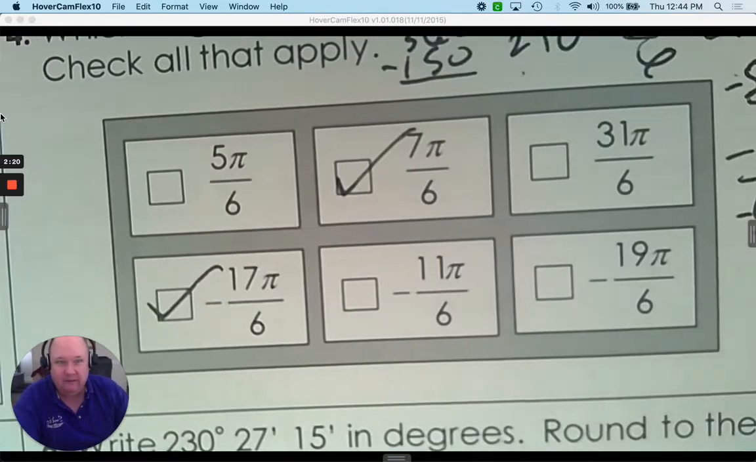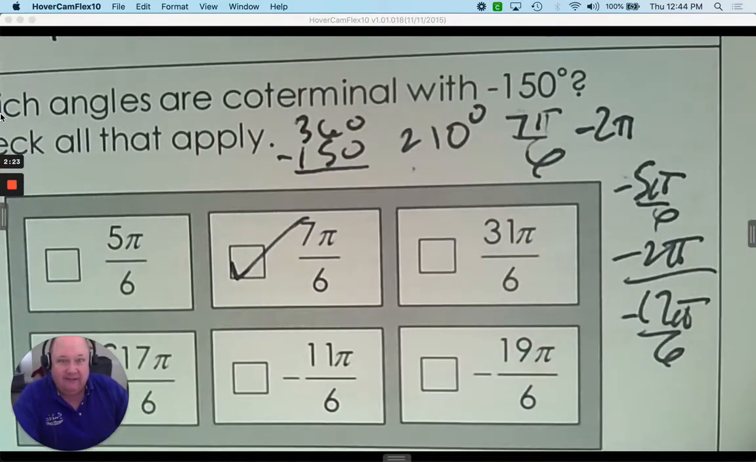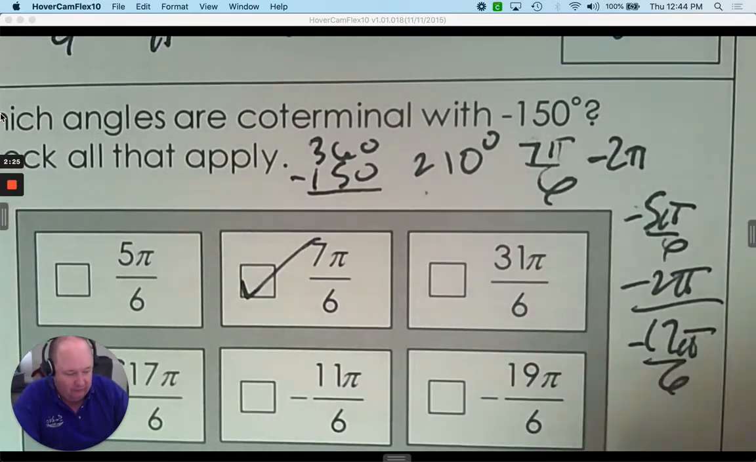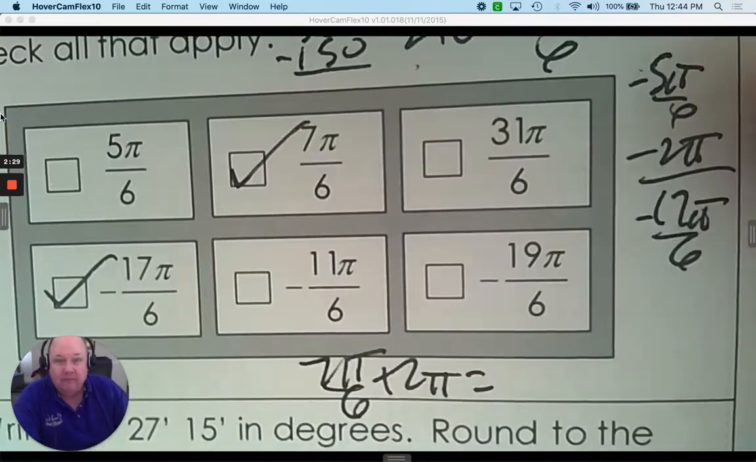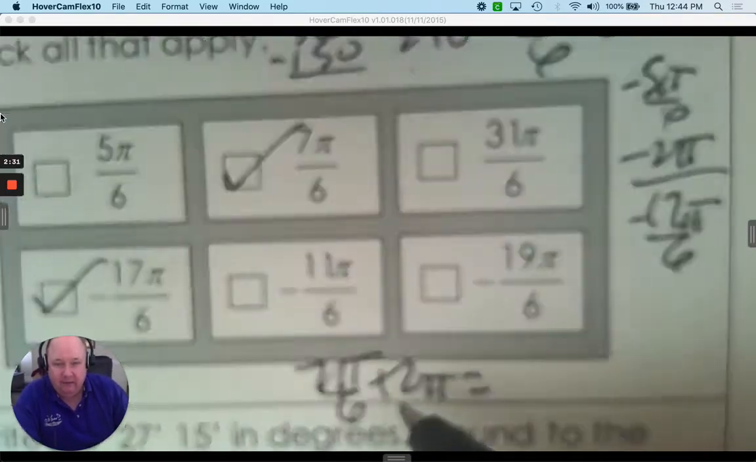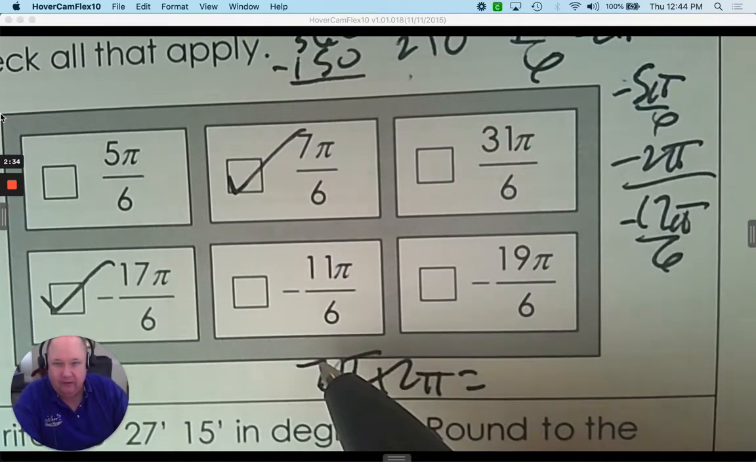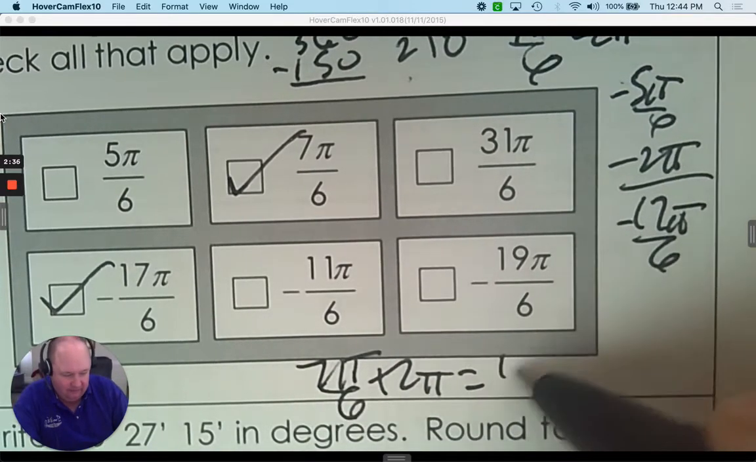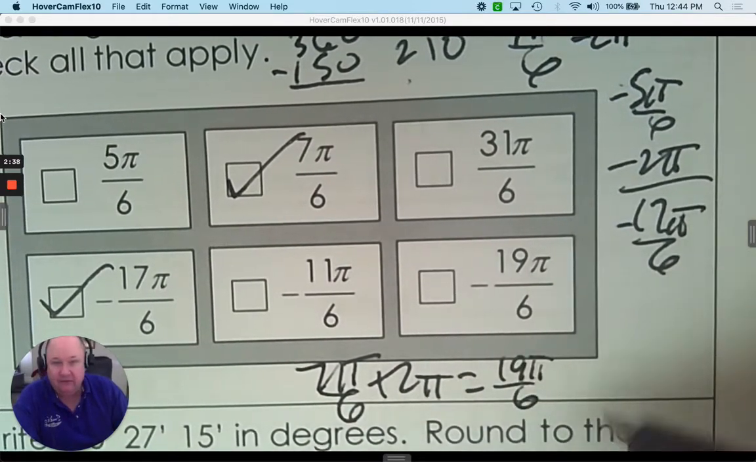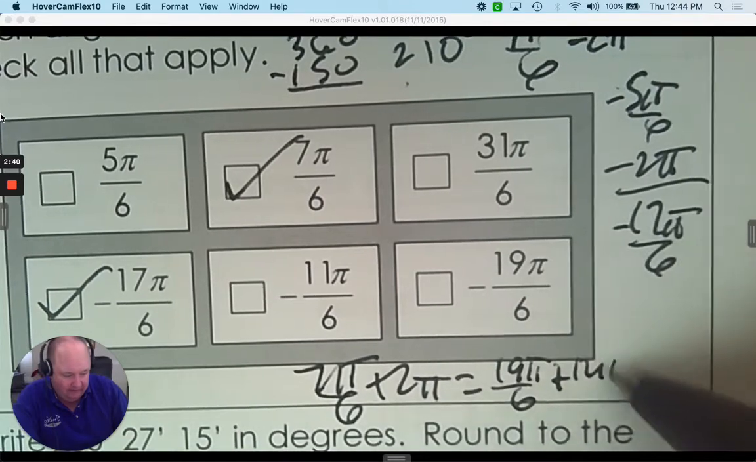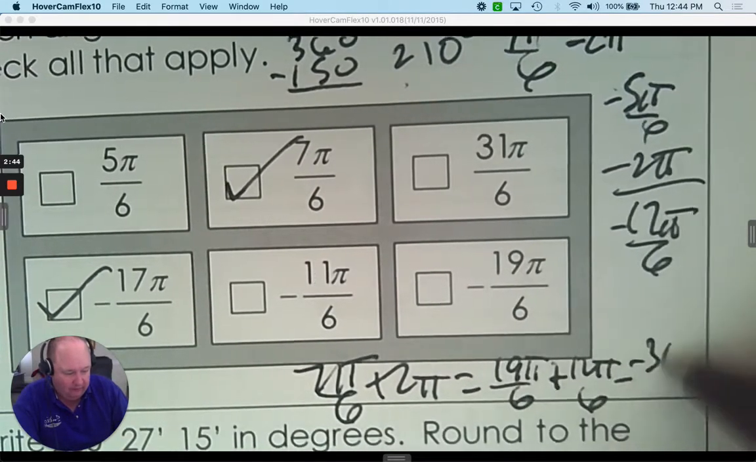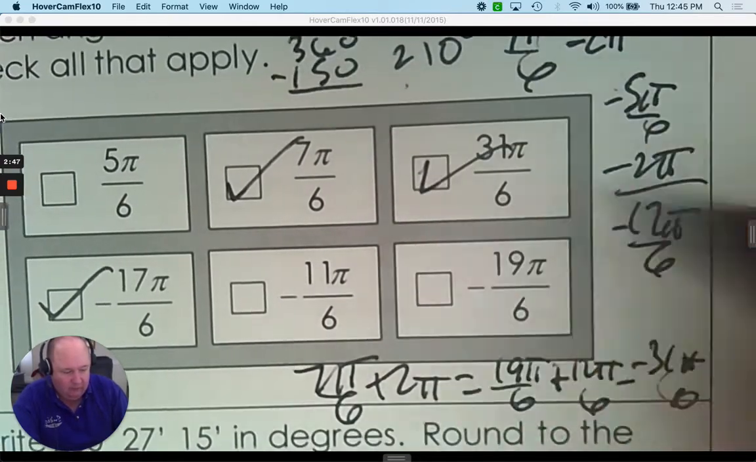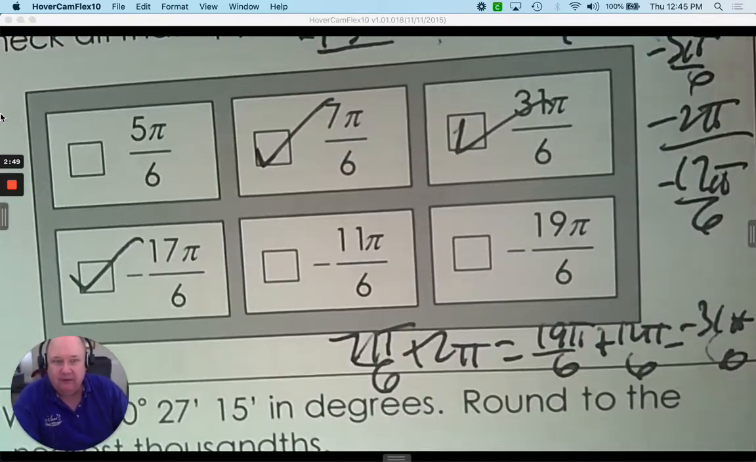Any other one? If I take 7 pi over 6, and if I add 2 pi again, that is 12 and 7. That's 19. So that's not it. Negative 19 is not the same. Add 2 pi again. So that's 12 pi over 6. 19 and 12 is 31 pi over 6. So I got one more here. So those three, that was tricky.